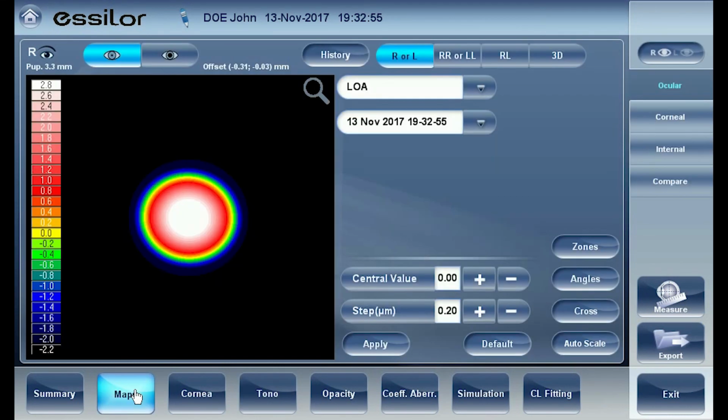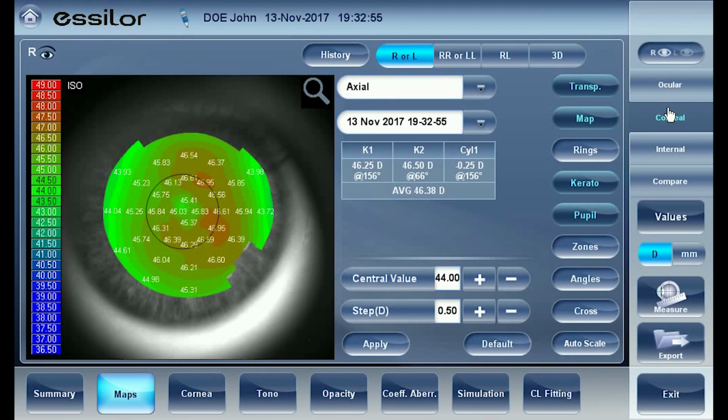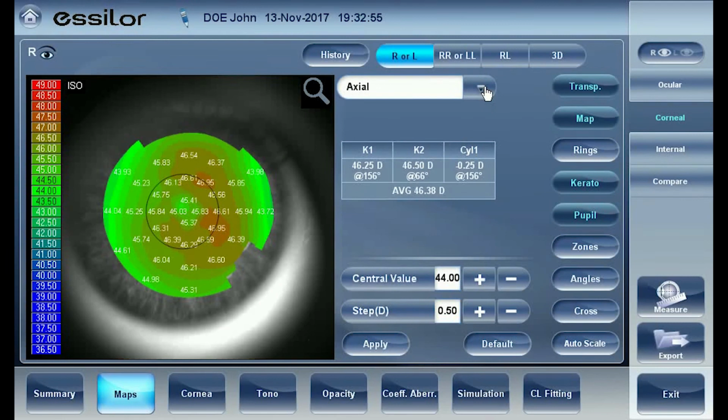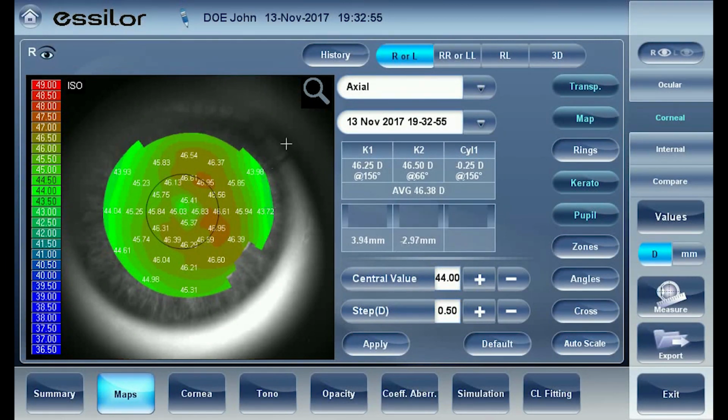To finish, we can also take a look at the usual topography maps that the corneal topographer delivers. With all the information related to the profile of the cornea, it will be possible to potentially fit the patient with contact lenses.